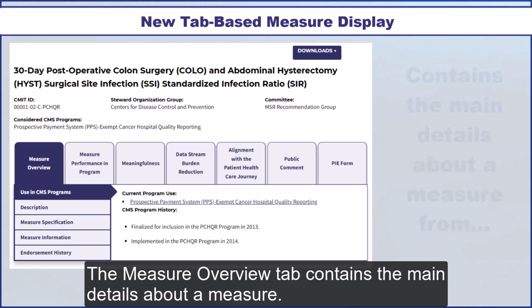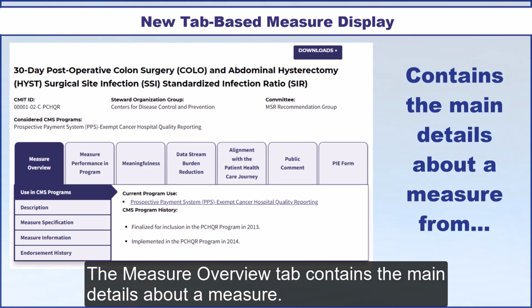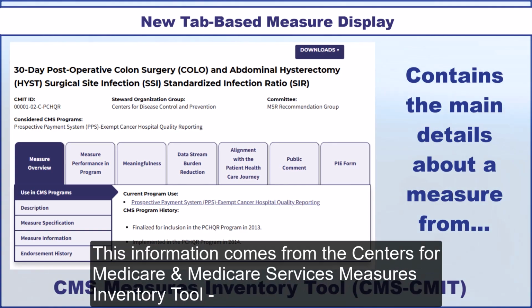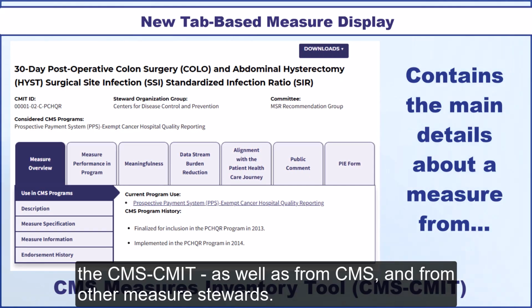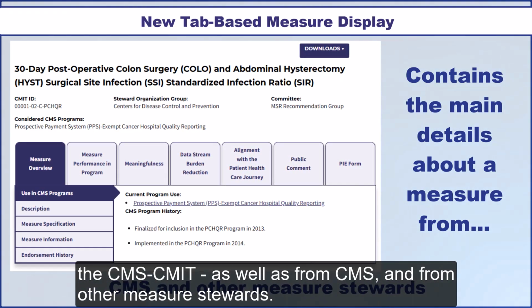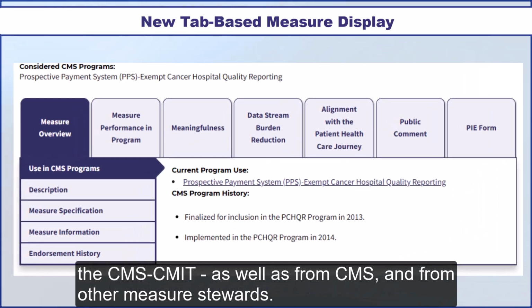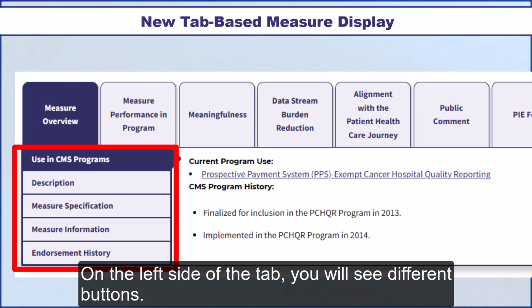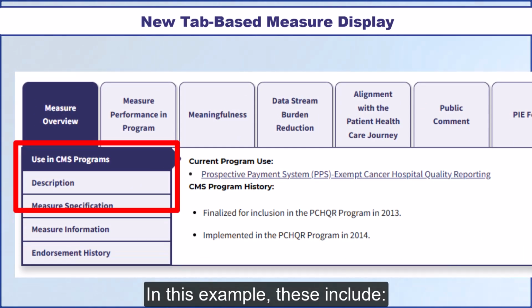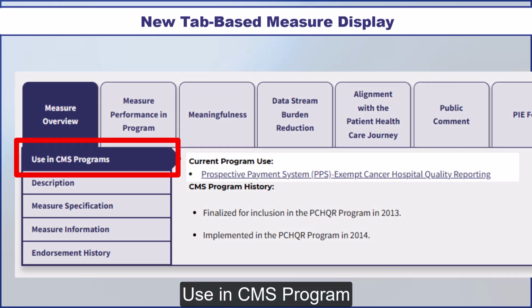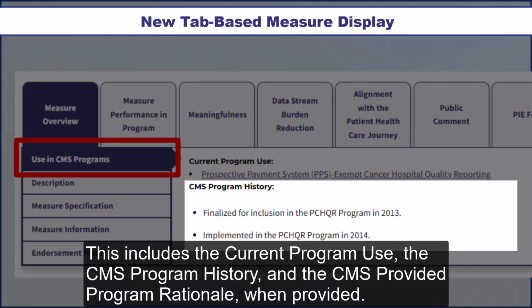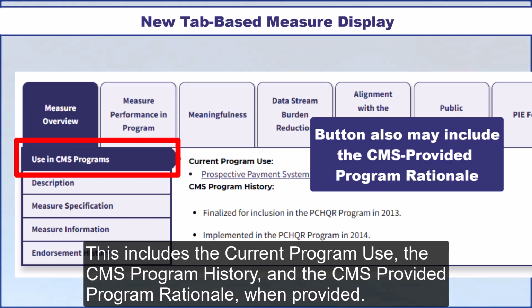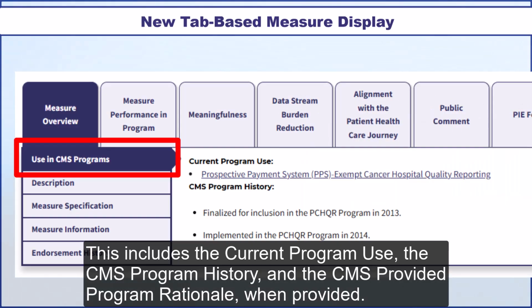The Measure Overview tab contains the main details about a measure. This information comes from the Centers for Medicare and Medicaid Services Measures Inventory Tool, the CMS CMIT, as well as from CMS and from other measure stewards. On the left side of the tab, you will see different buttons. In this example, these include Use in CMS Program. This includes the current program use, the CMS program history, and the CMS provided program rationale when provided.